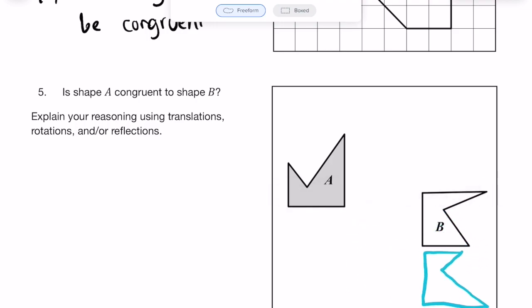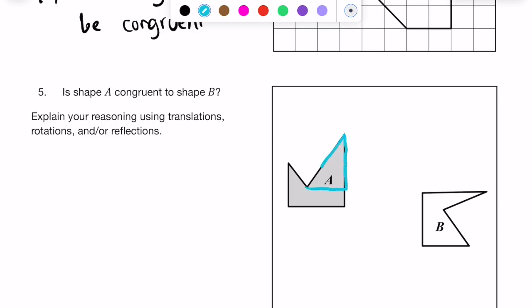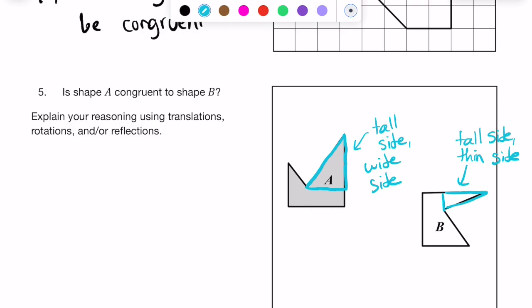And the reason for that is here, this is the tall side, but it's also the wide side. And if you look on here, this is the tall side, but it's also the thin side. So they're not actually the same shape. And again, tracing paper will illuminate that even more clearly, but it's not going to match up when you translate, reflect, or rotate, so these are not congruent.